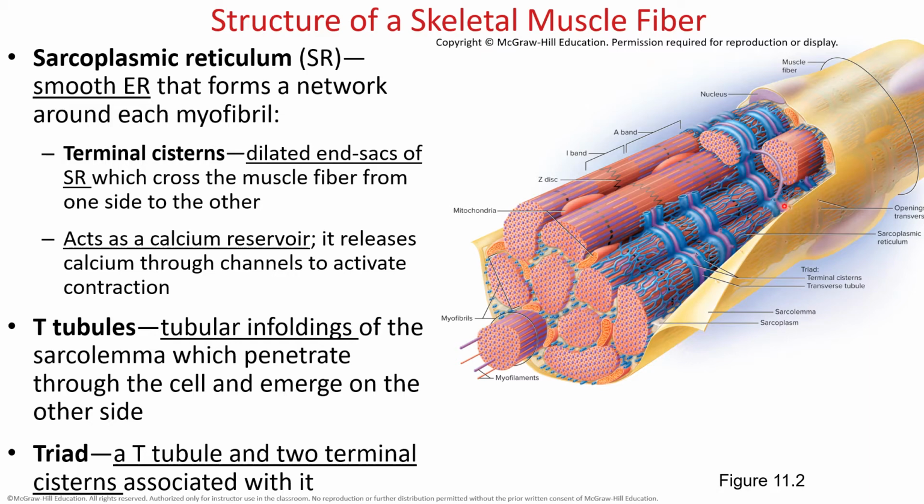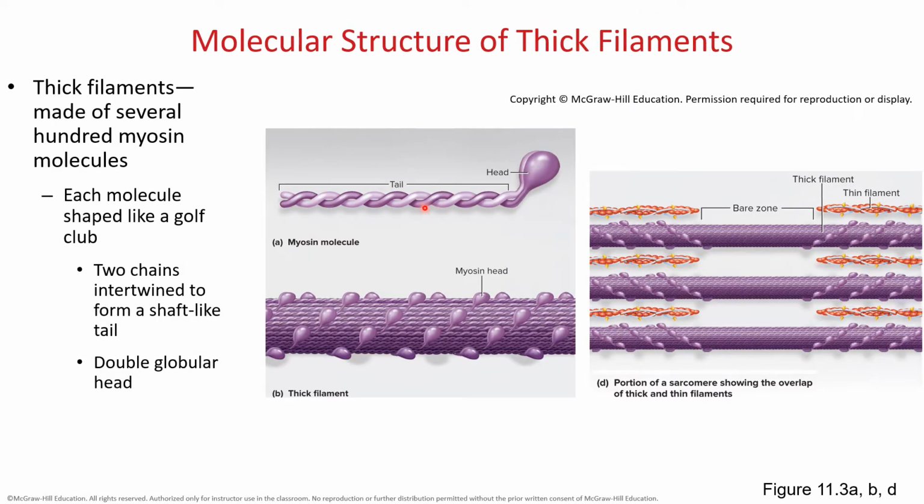The action potential is going to travel down into here, and it's going to cause the terminal cisternae to release that calcium into the cell. And a triad is one T-tubule and two terminal cisternae. So right here there's a terminal cisternae around this side, a terminal cisternae here, and then in the middle we have a T-tubule. So now let's talk about myofilaments.